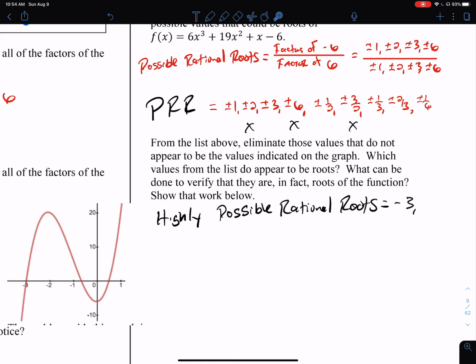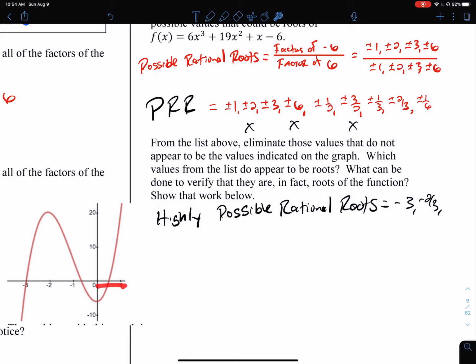We need a number between 0 and -1 that looks like it's closer to -1 than 0, like maybe a -2/3. So -2/3 fits in this. Could be -1/2, depending on how our graph looks. Don't think it could be -1/3. I'm going to go with -2/3. Maybe we're right. Maybe we're wrong. We're going to figure that out in a moment.